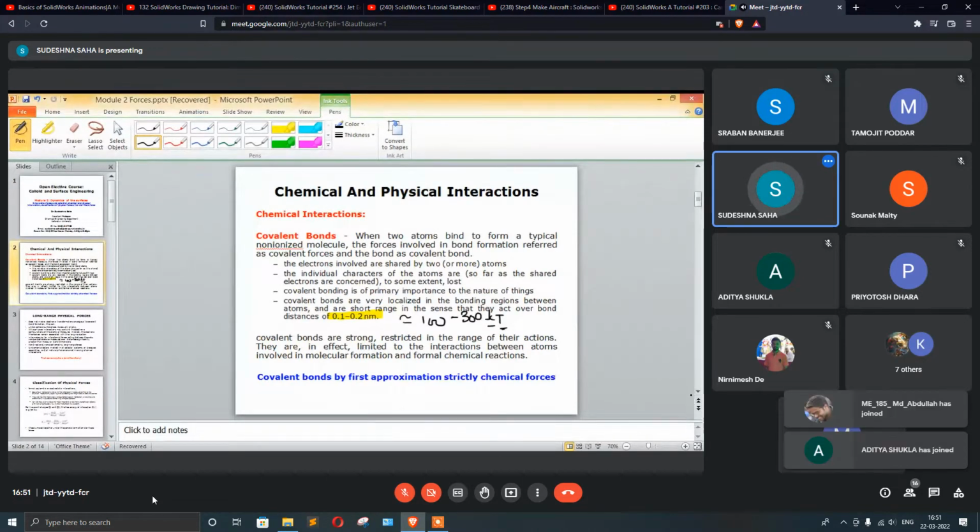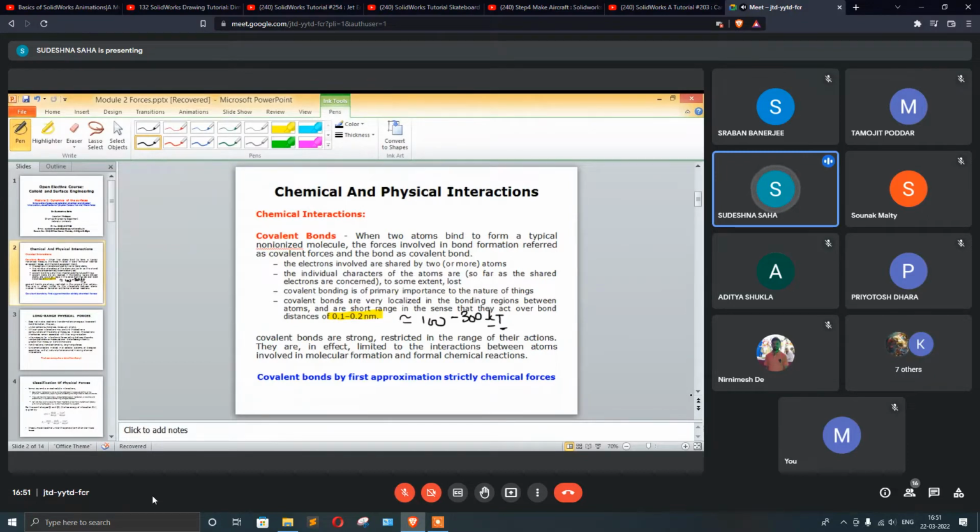Now, while most of the covalent bonds are strong, they are restricted in the range of their action, and they are in effect limited to the interaction between the atoms involved in molecular formation and formal chemical reaction. So they may be considered, as a first approximation, strictly chemical forces.